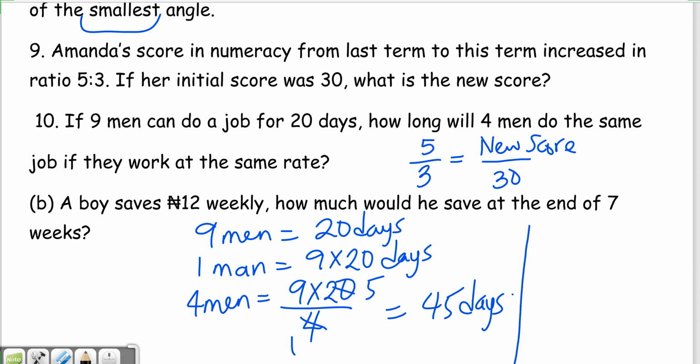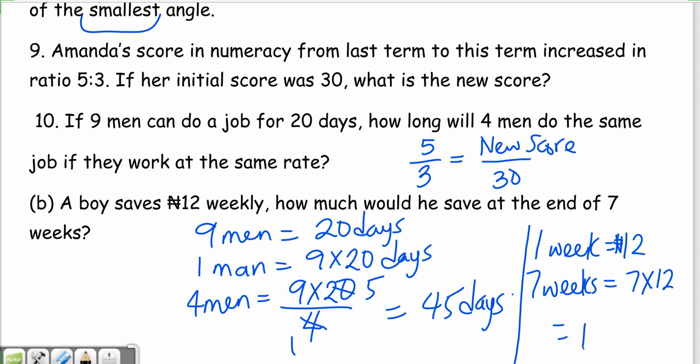Now, the second question talks about saving. It says, if a boy saves 12 naira in 1 week, 1 week equals 12 naira. 7 weeks will be equal to 7 times 12, because what you save for 7 weeks is what you save for 1 week times 7, and you get 84 naira. So this is what you are required to do to solve the question you are given.